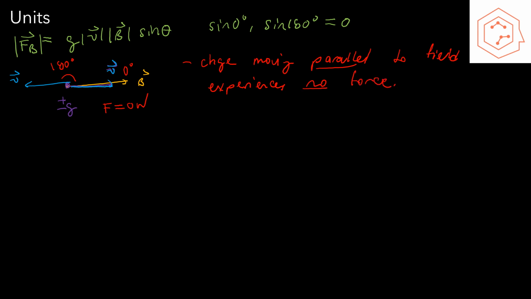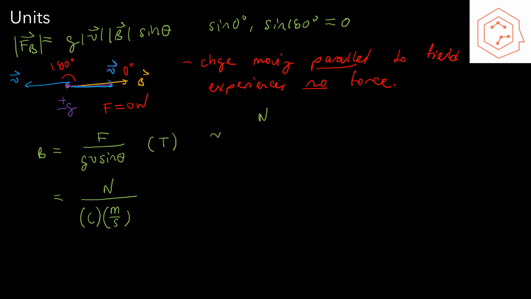The other thing to note is that if we isolate for B in this equation, we have B is equal to the force divided by qv sine of theta. And so we know that B has units of Teslas. We can find what Teslas are equal to since we know the units for all these quantities. F has units of newtons. Q has units of coulombs. Velocity has units of meters per second. And sine theta is simply a number, so it has no units. So one acceptable answer for the units of a Tesla are newtons times seconds divided by coulomb meters.